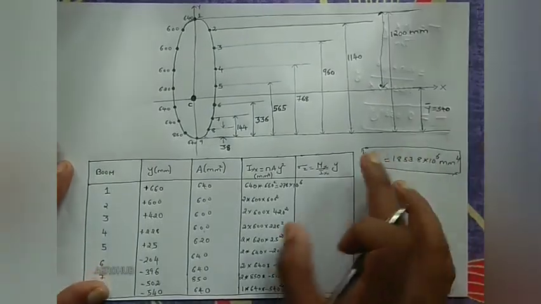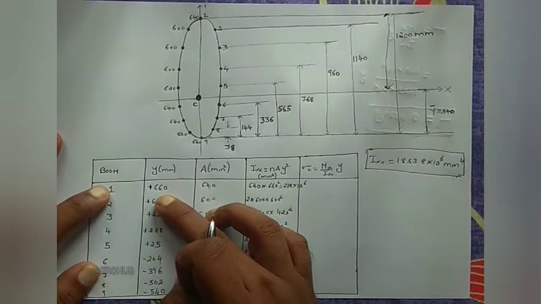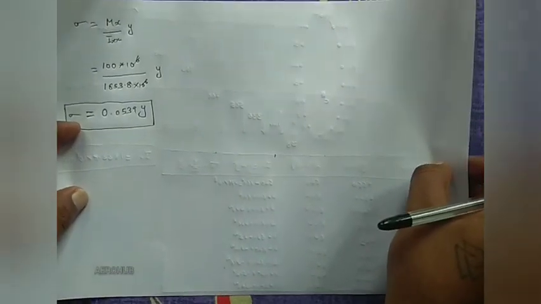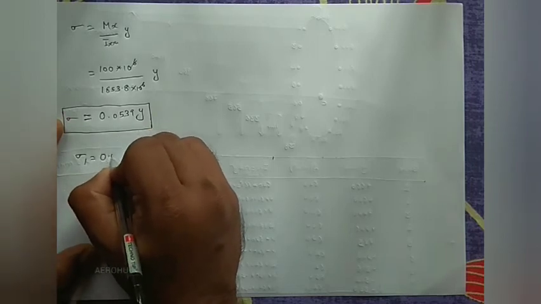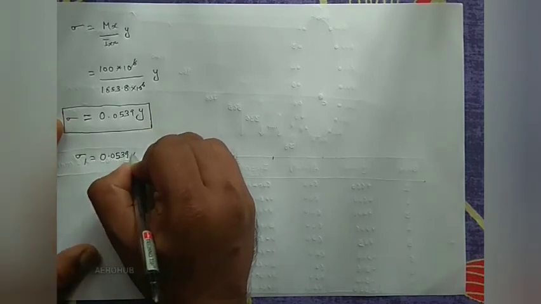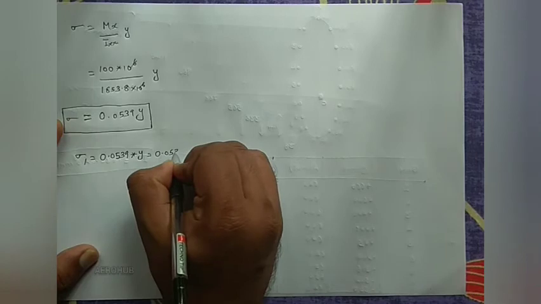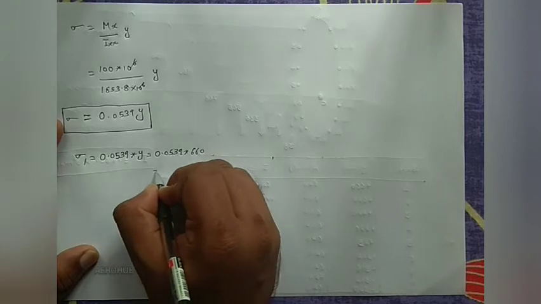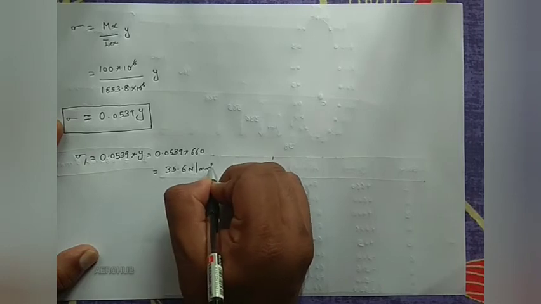Now what we have to do is, you have the value of y for each and every boom area. That is for boom area 1 the value of y is 660. Just multiply sigma into 660. Okay, so sigma 1 is equal to 0.0539 into y, that is nothing but 0.0539 into 660. So you'll be getting 35.6 Newton per millimeter square.